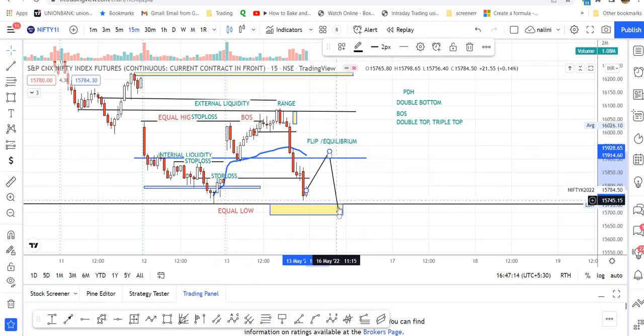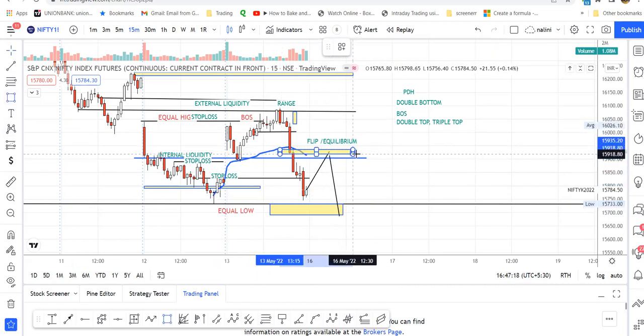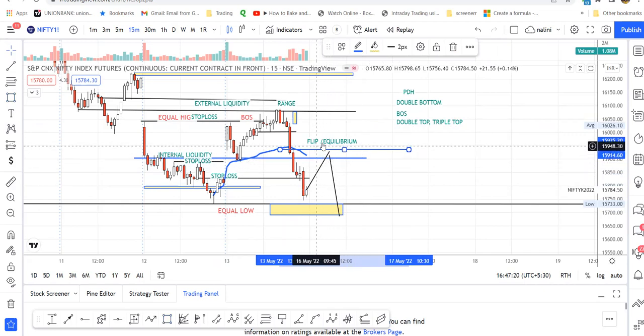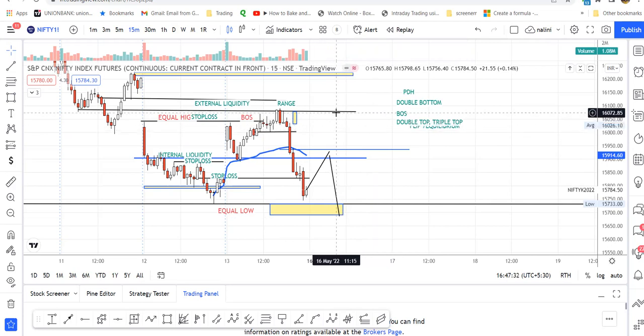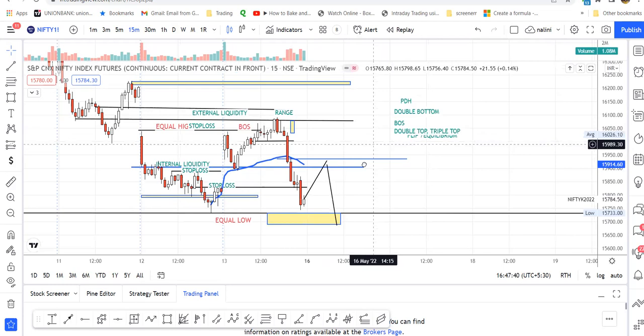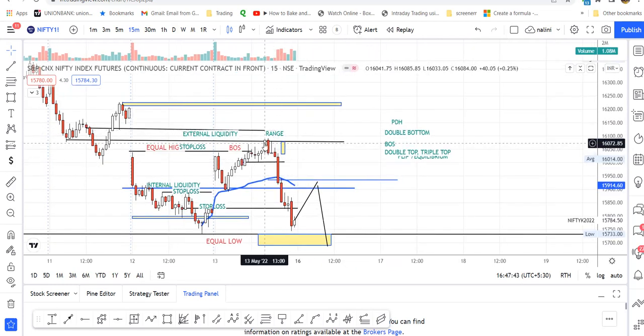Then it may induce sellers, and definitely a double top can be created here and their stop losses will be there. And when price comes back and returns, stop loss hunting will take place and price may go up to this level also, 16,800, and it can even travel past this level, because they have hunted the stop loss over here.